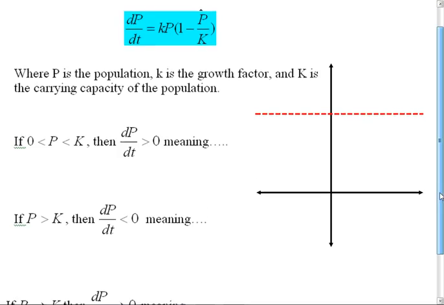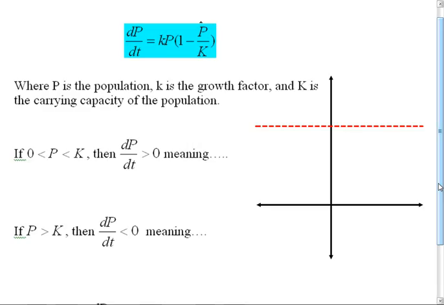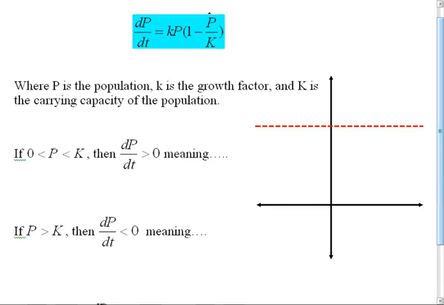Where's the formula? It looks like this. I don't know why they didn't use a capital C. Okay, here's K. If P is between 0 and K, then my change in population is positive, meaning that the population is increasing.